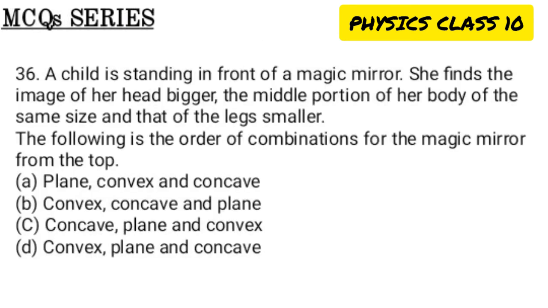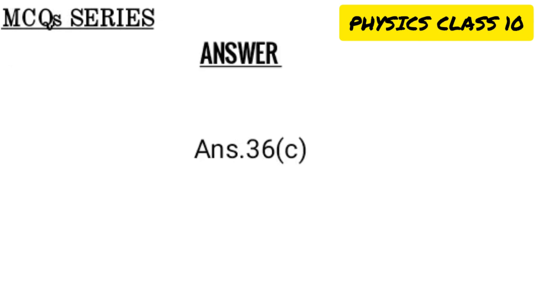Now question 36. A child is standing in front of a magic mirror. She finds the image of her head bigger, the middle portion of the body of the same size, and that of the legs smaller. What is the order of combination for the magic mirror from the top: plane, convex and concave; convex, concave and plane; concave, plane and convex; convex, plane and concave? Just choose one of the following. And for this question, option C was correct.